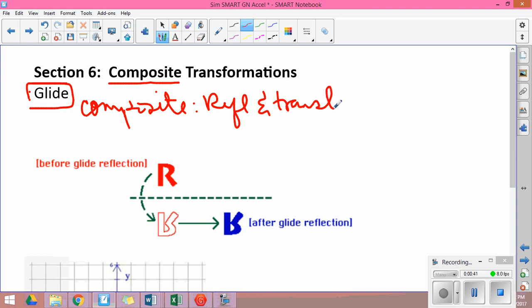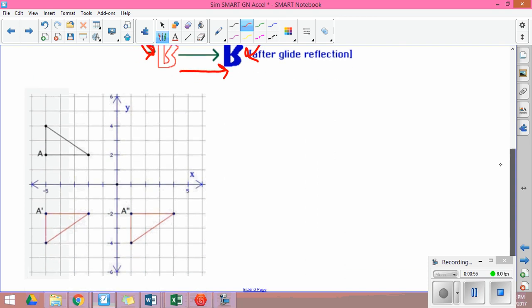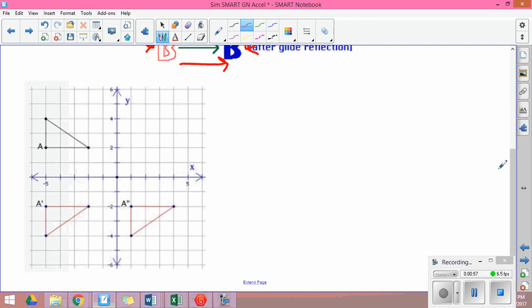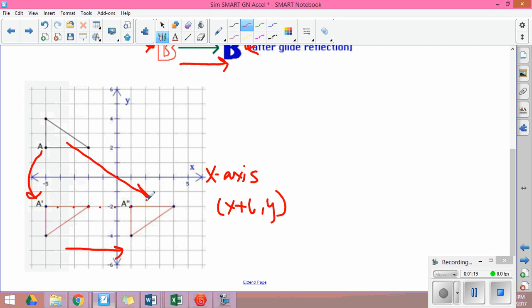Okay, and so what we're going to do is we're going to see this reflection and then we're going to slide it, or we slide it and then we reflect it. This is one composite transformation where order doesn't matter. So if we look at this figure, we can see that it was reflected over the x-axis, and then it had a translation of 1, 2, 3, 4, 5, 6, but it did not go up or down at all. And so we get this glide from our first to our second.